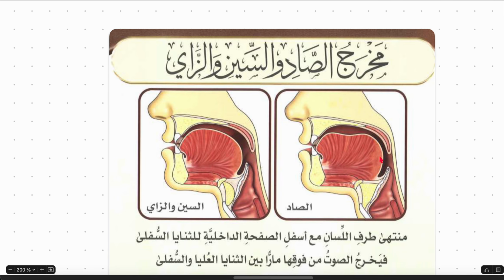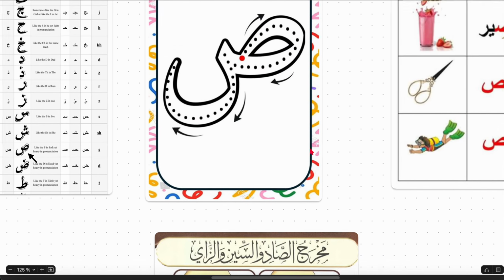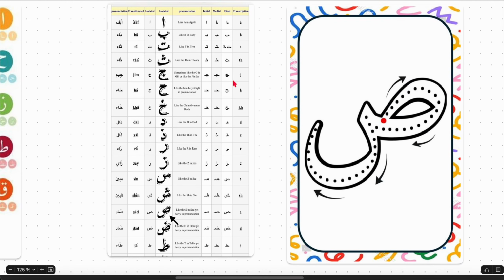Okay, so like what I said, the tip of the tongue touches the inner bottom of the lower front teeth, and the air flows out between the upper and lower teeth. Now we learn the letters Alif, Ba, Ta, Tha, Jim, Ha, Kha, Dal, Dhal, Ra, Zay, Sin, Shin, and today we will learn the letter Sad.